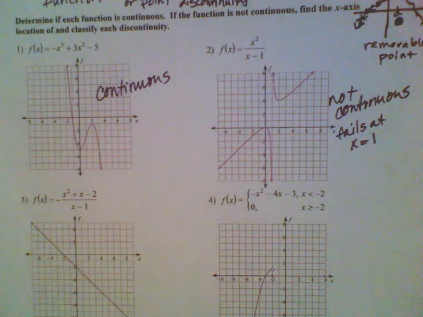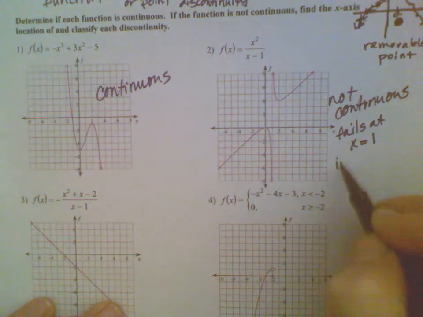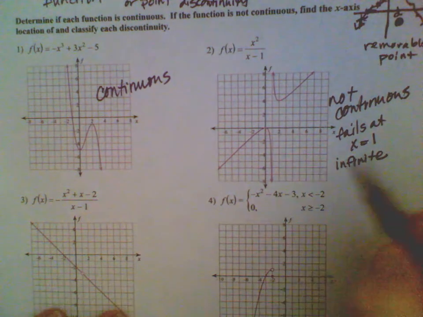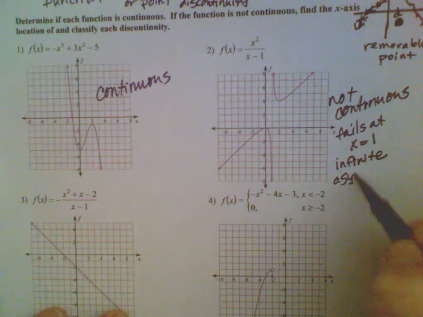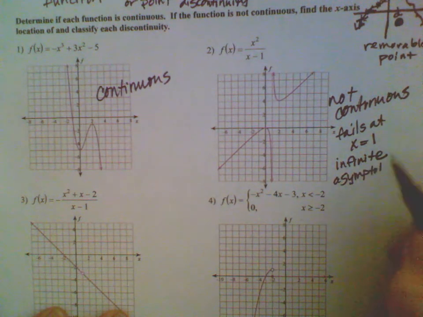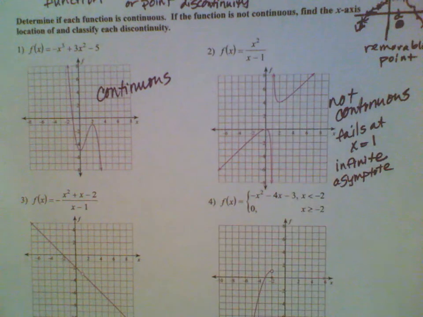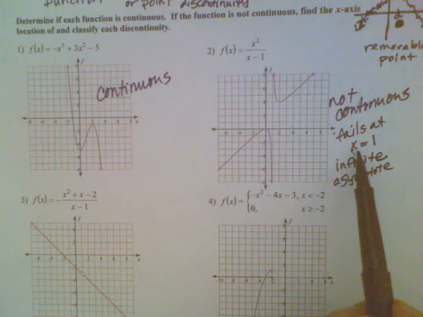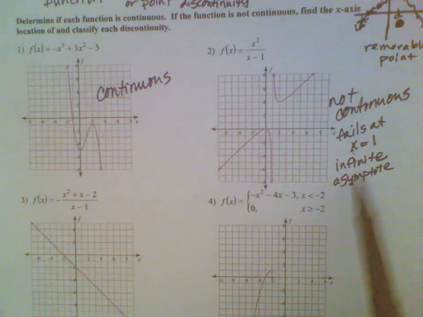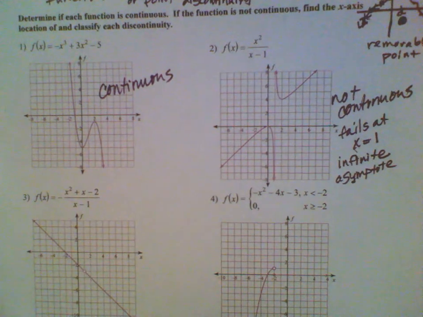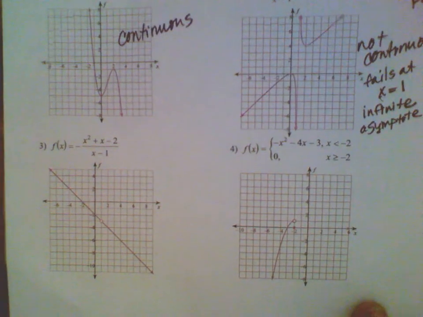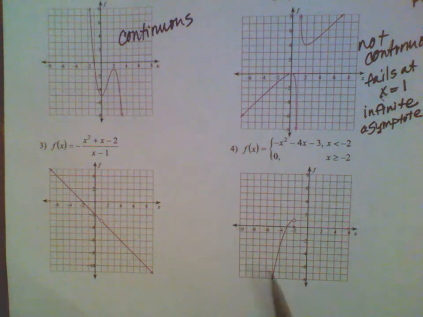And why is it not continuous at x equals 1? Because it's got an infinite discontinuity. That means it's got an asymptote there. You could even just say there's an asymptote. It's just easier to spell asymptote. So there's my reasoning. It's not continuous at x equal to 1 because there is an asymptote there, and we call that an infinite discontinuity. Okay, so when we move on to 3, again, I apologize for the blurriness of my camera. I don't have great material to work with here, but hopefully you get the point.